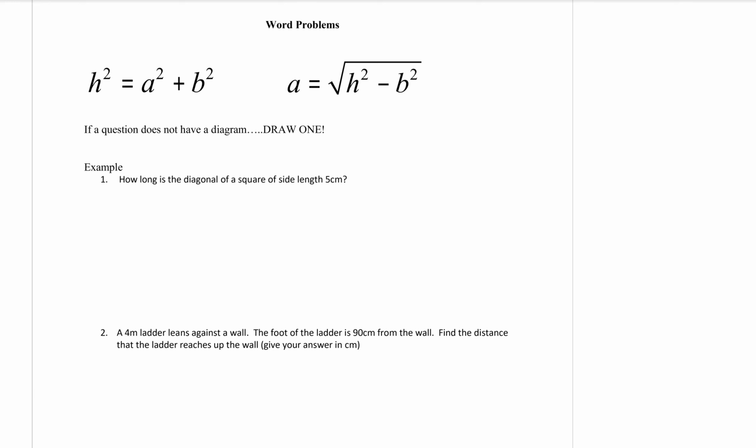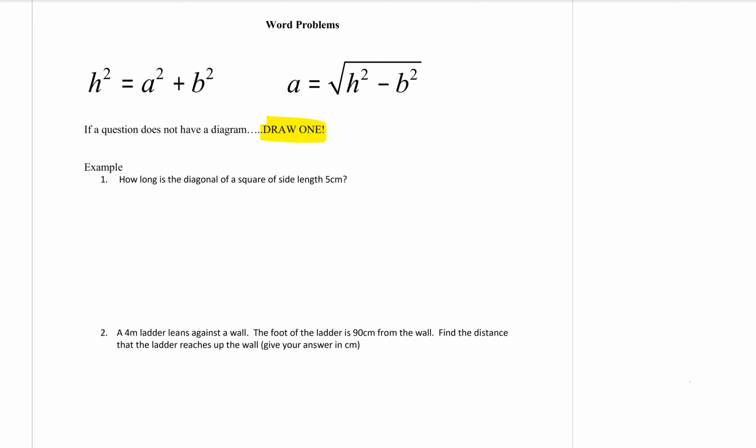So the information there says, if a question does not have a diagram, draw one! Exclamation mark, capital letters. You need to draw a diagram to make sure that you get things in the right place. Okay, so example, both the formulas are there again for you.